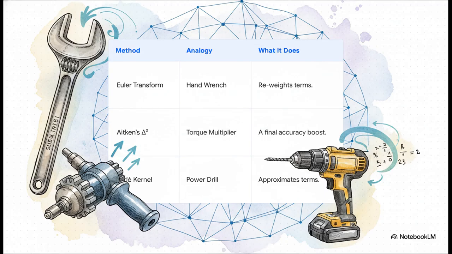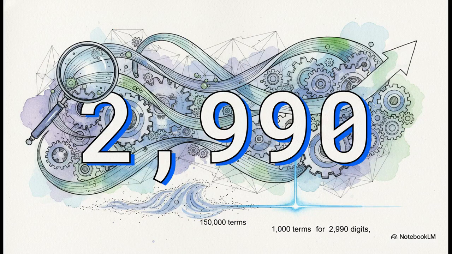And then you have the modern powerhouses, like the Padé kernel. This is your power drill. It approximates the really nasty parts of the function with simple fractions, and that gives you a massive speed up. So just how powerful are these tools? Well, get this. With these advanced methods, modern programs can calculate nearly 3,000 digits of the MRB constant by using just the first 1,000 terms of a transformed series. Just think about that. We went from needing 150,000 terms for 4 digits to getting almost 3,000 digits from just 1,000 terms. It's an absolutely mind-boggling leap in efficiency.